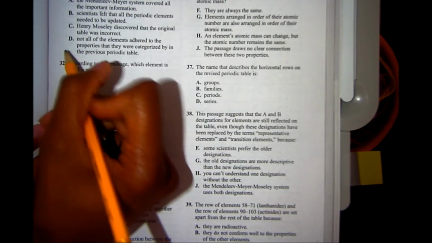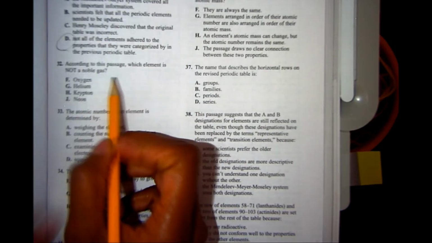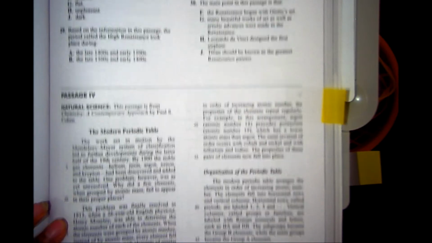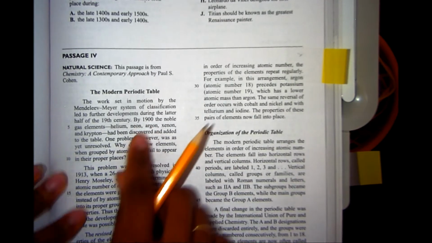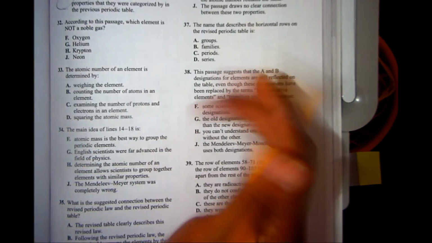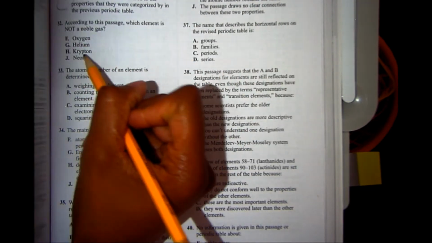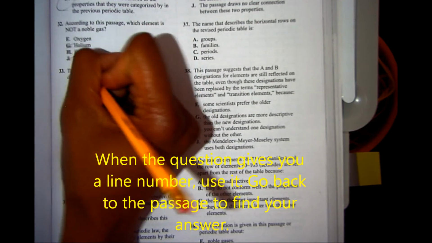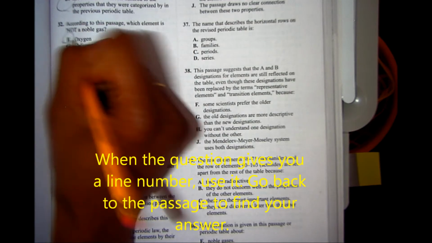Number 32, according to this passage, which element is not a noble gas? Talked about gases where? Here? No. Here. Helium, neon, argon, xenon, and krypton. Krypton doesn't say oxygen, so 32 is that.